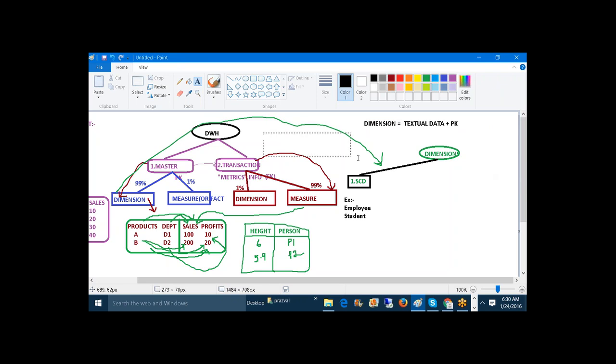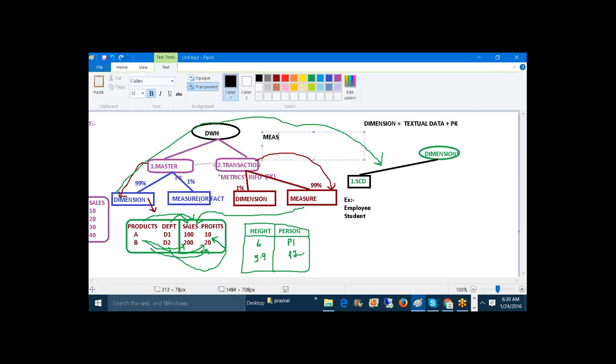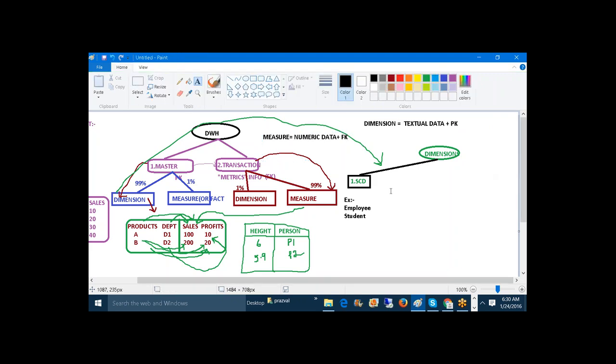Next, what about measure then? Measure always contains numeric data plus foreign keys. So let's move on to the next type of dimension.